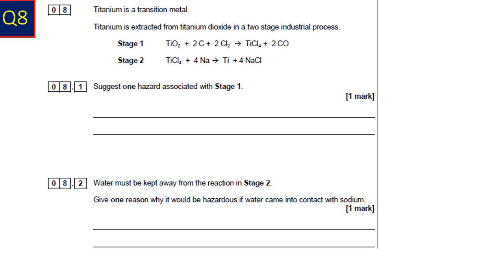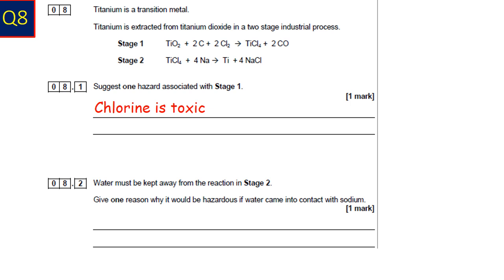So just one hazard associated with stage 1. We need to look at the reactants and products in stage 1 and see if any of them are hazardous. And there are 2 which jump out at me which you could mention. We have Cl2, chlorine, that is a toxic gas, and that is obviously very harmful. But we're also producing a toxic gas in carbon monoxide, which is very poisonous, and we've mentioned that a few times in the chemistry course.